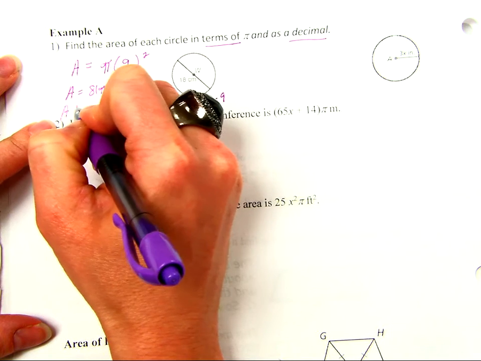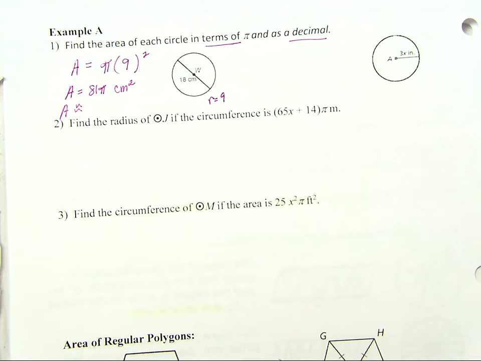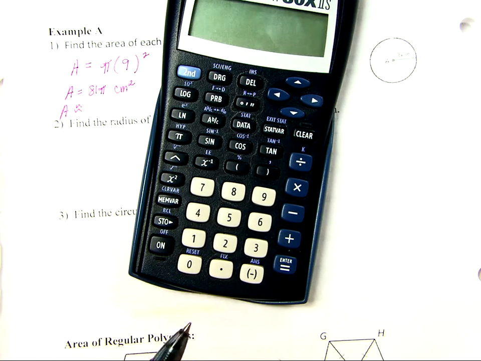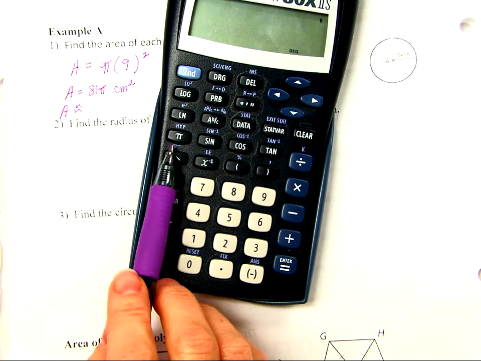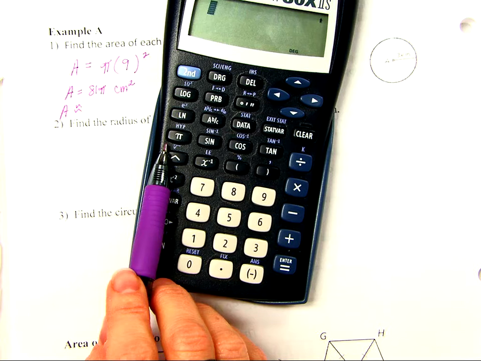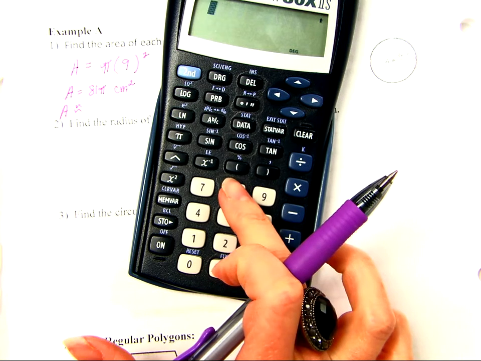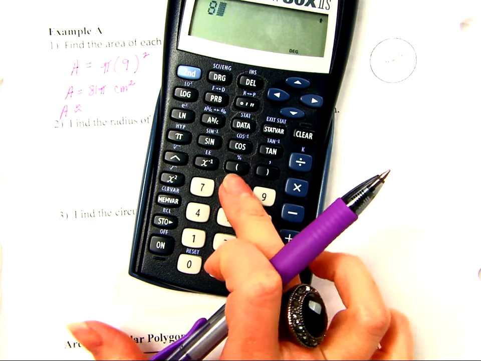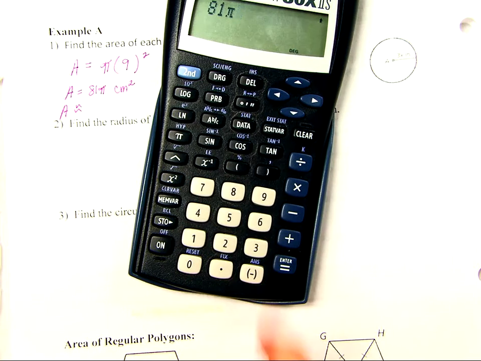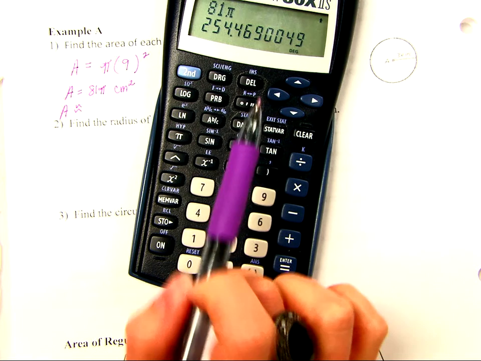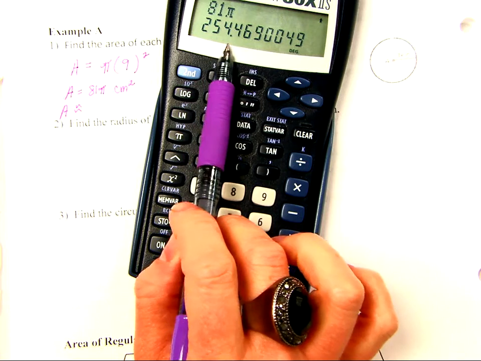As I find that answer as a decimal, I'm going to go ahead and multiply it out on my calculator. Now I do want you to use your pi button. Using the pi button is going to be a little bit more accurate than just using 3.14 because we have more decimal places. So I can do 9 squared times pi, or I can do 81 pi. I'm going to just have you round these answers to the nearest 10th. So it looks like we are going to get about 254.5.